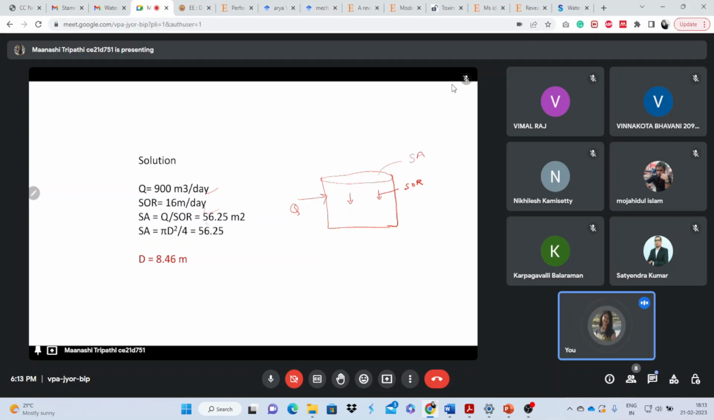Okay, so this is the surface area. And when we put it in the formula, we will get the value of diameter. This diameter we will get. You must have already studied this in discrete settling. This H is not required. Height is not required. Okay, let's move towards the next question.